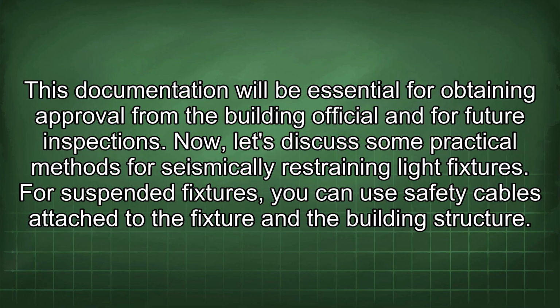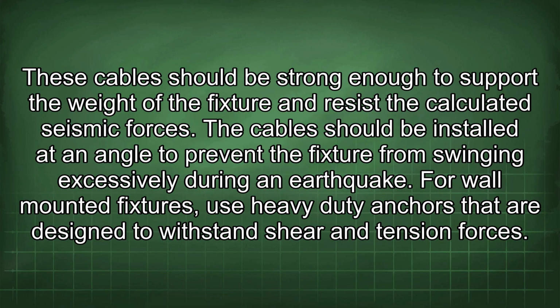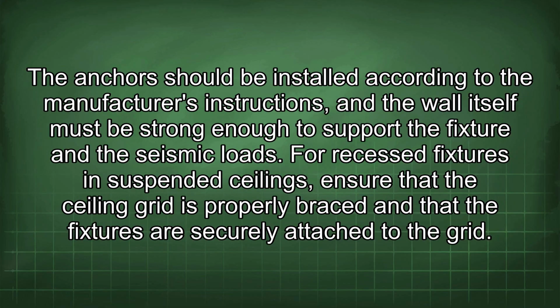Now let's discuss some practical methods for seismically restraining light fixtures. For suspended fixtures, you can use safety cables attached to the fixture and the building structure. These cables should be strong enough to support the weight of the fixture and resist the calculated seismic forces. The cable should be installed at an angle to prevent the fixture from swinging excessively during an earthquake. For wall-mounted fixtures, use heavy-duty anchors that are designed to withstand shear and tension forces. The anchors should be installed according to the manufacturer's instructions, and the wall itself must be strong enough to support the fixture and the seismic loads.